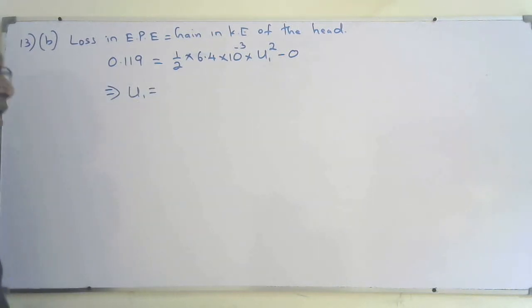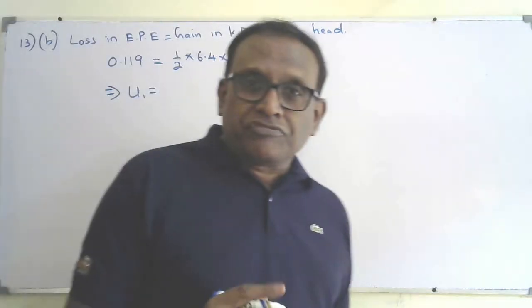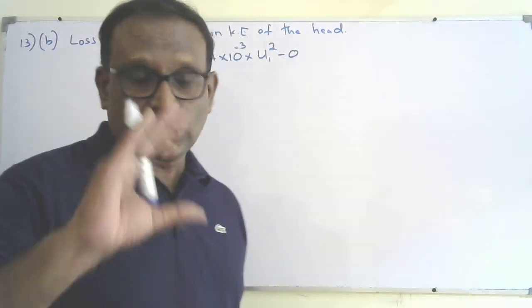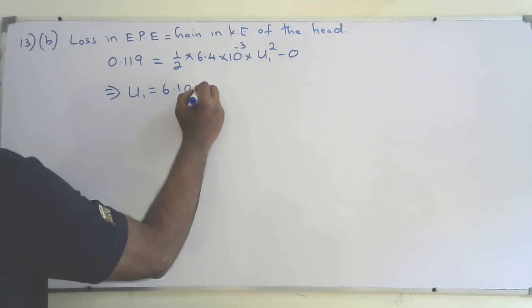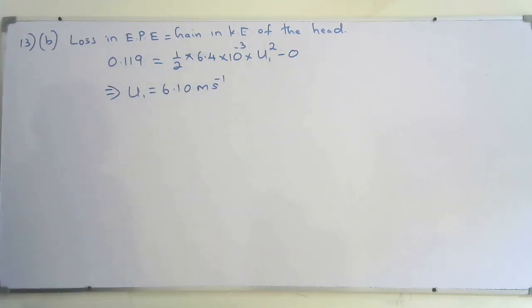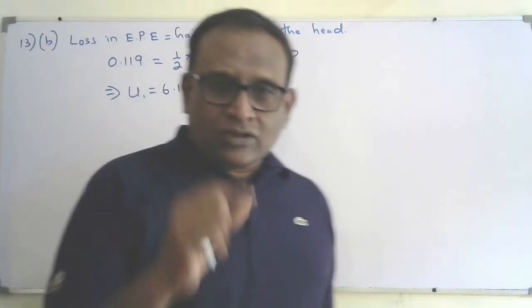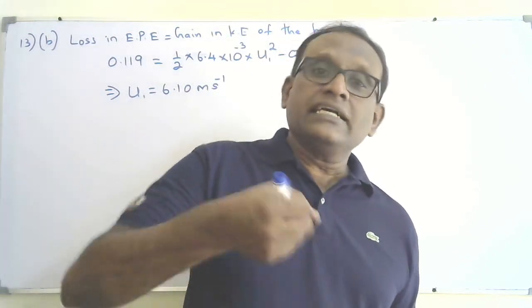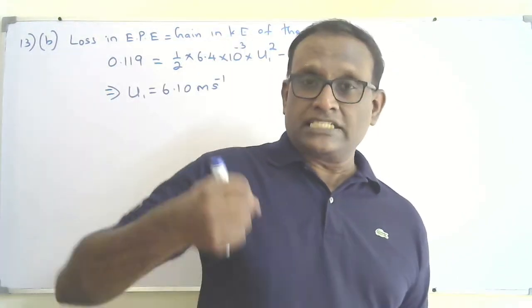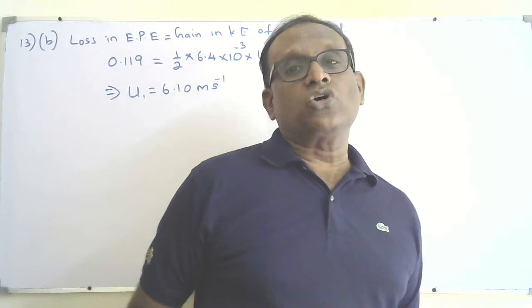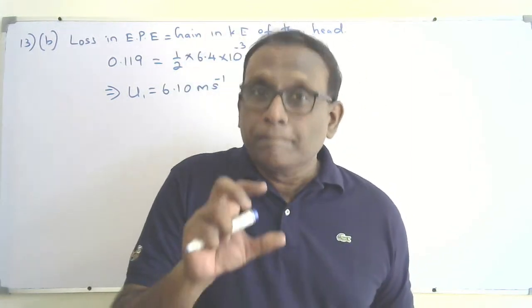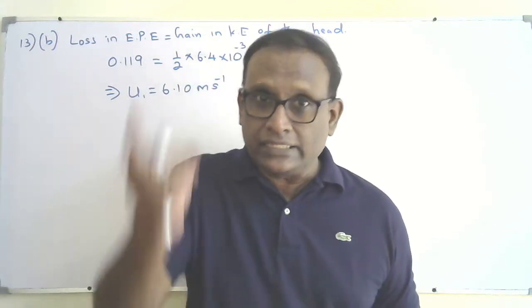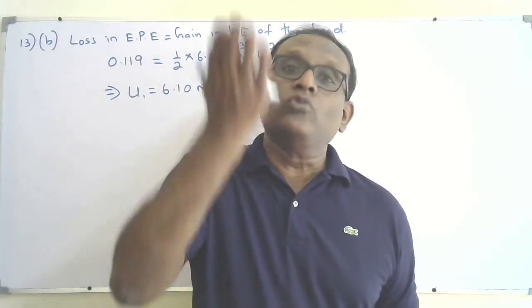u1 is the speed of the head just before it pulls the base of the toy. So you will get u1 equal to 6.10 meters per second. Okay, now what's going to happen? When the head moves a little further, it's going to stretch the spring. So when the spring is stretched, the base also will be pulled up. Now both the head and the base with the spring together, the complete toy will move upwards.